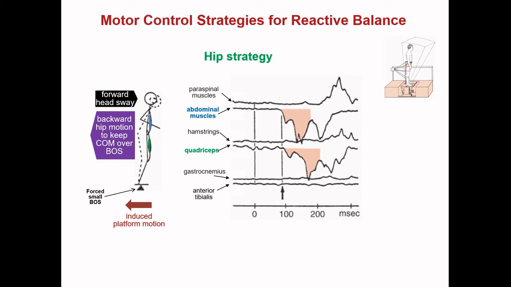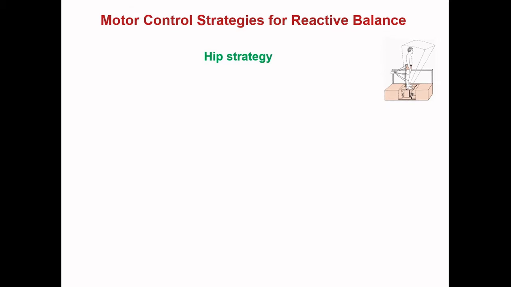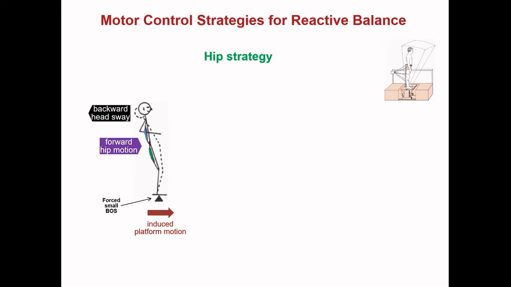Here we see the muscles that are recruited to counteract this particular perturbation to balance in this particular set of circumstances. In the EMG time series, we see clear recruitment of the abdominal muscles and the quadriceps. The function of the abdominal muscles and the quadriceps is to flex the hip. We just looked at the response to a backwards platform shift. Let's now look at the hip strategy response to a forwards platform shift.